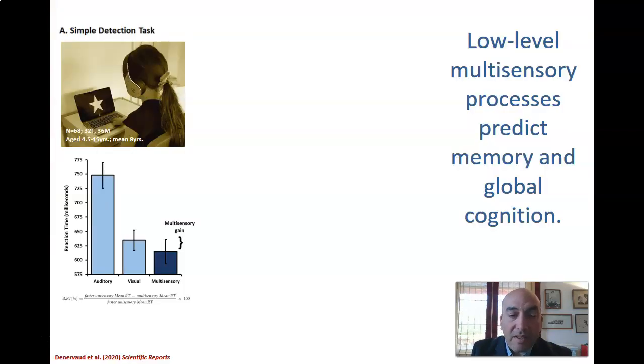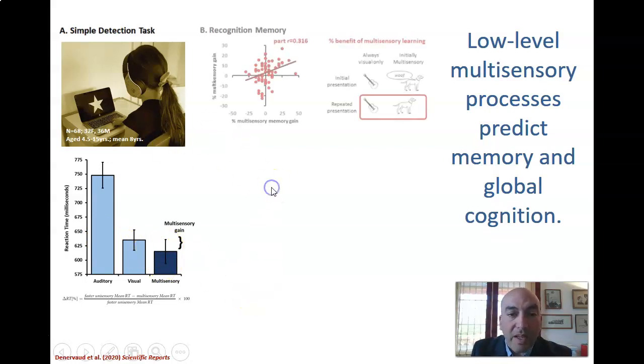So the way that we tested this is in a group of public school children here in Switzerland, 68 children, aged 4.5 to 15 years old, and we had them perform a simple detection task with auditory, visual, or multisensory stimuli. What we could calculate from this is a measure of multisensory gain, that is, the percentage in facilitation of reaction times for the multisensory condition versus the better of the unisensory conditions for each child.